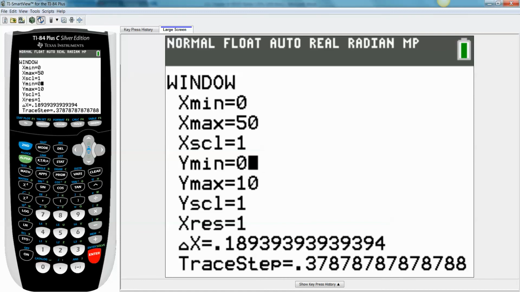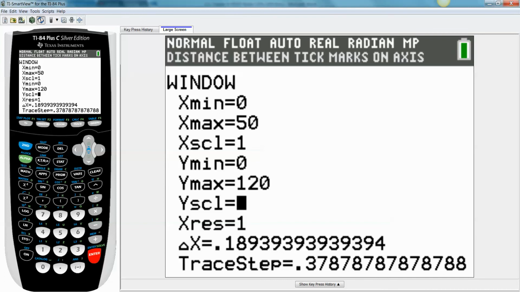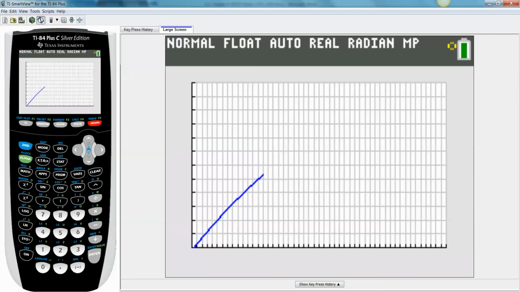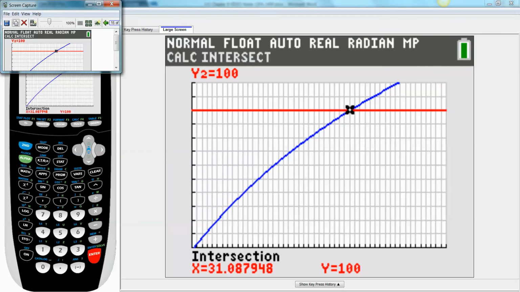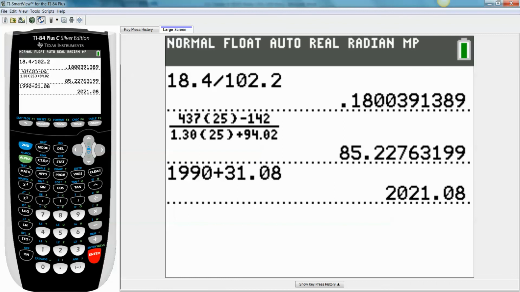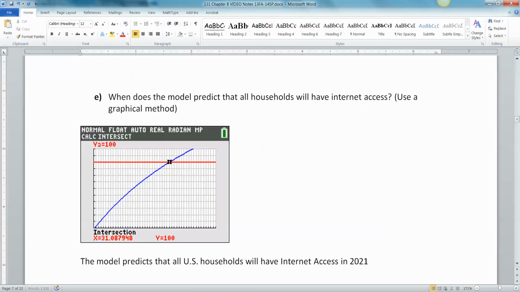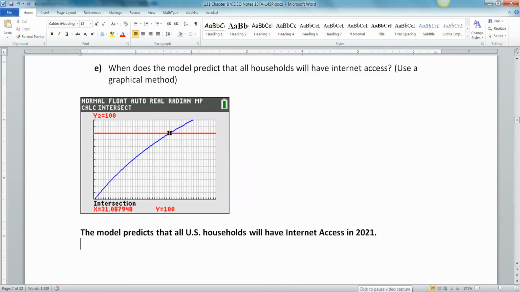And then 0 to 120, because I have to make it higher than 100. I'll make each tick mark worth 10. And then I'm going to graph it. I'm going to cross my fingers and hope that it hits 100 on my screen somewhere. And there it does. So you hit calc, number 5. Yep, first curve. Yep, that's my second curve. So hit enter, enter, enter. And there it is, 31.08. And 1990 plus 31.08 is 2021. So that's the year, 2021. So the model predicts that all U.S. households will have internet access in 2021. And we're done.